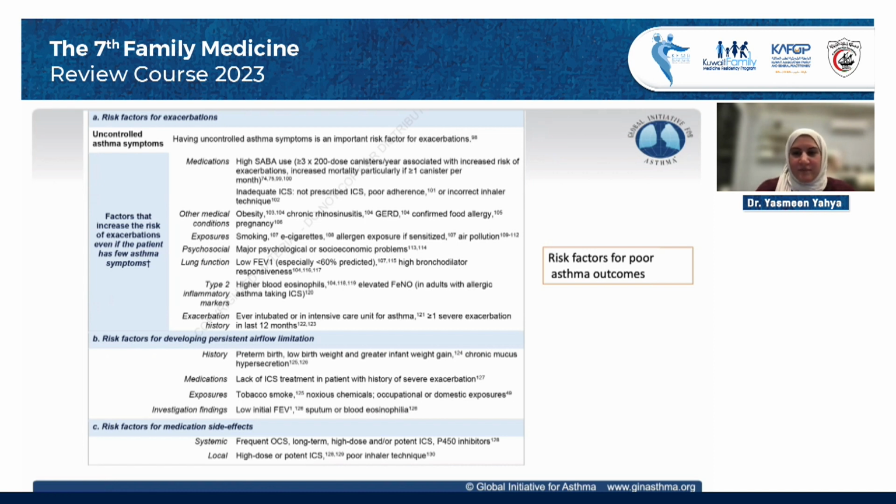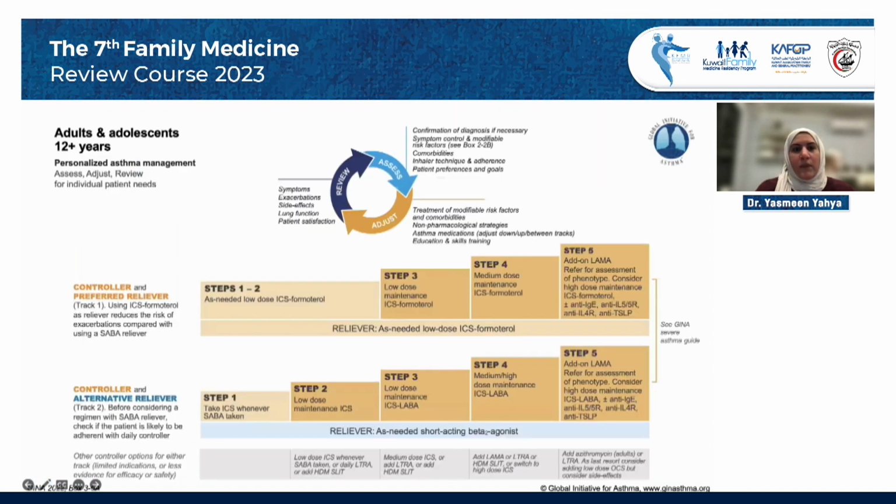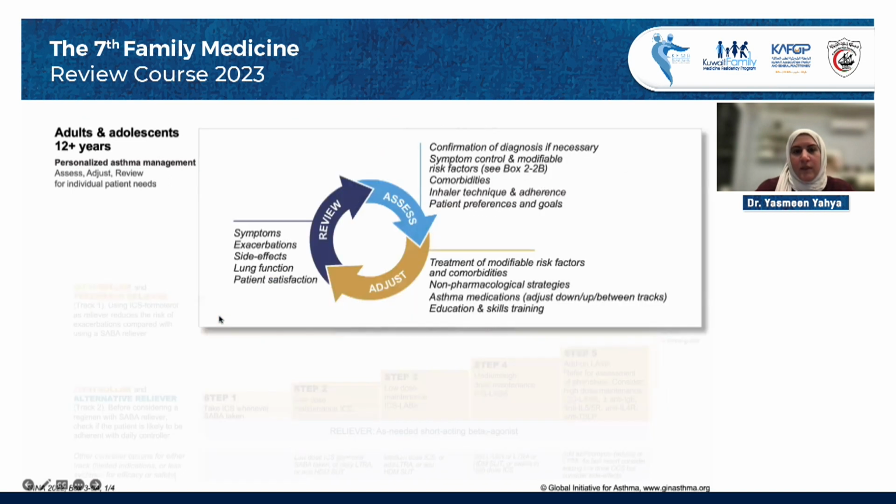Thank you so much. So for the risk factors for poor asthma outcomes, you can read these 3. They're all covered in the 4 C's, but here, having high blood eosinophils can increase the risk of poor asthma control. And then we'll move to the stepwise approach in the management.